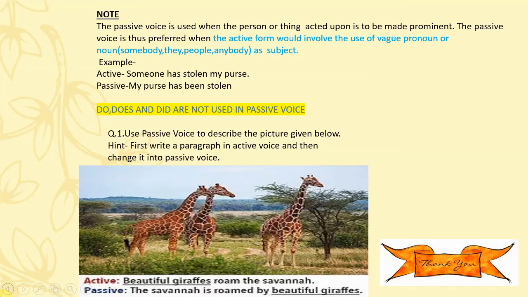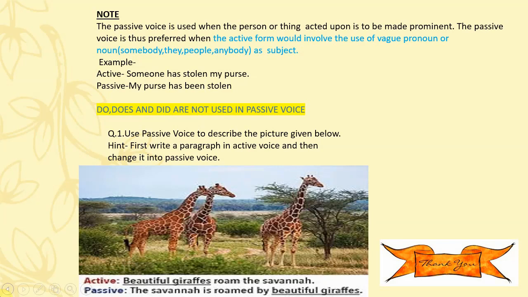The passive voice is used when the person or thing acted upon is to be made prominent, as I told you. The passive voice is thus preferred when the active form would involve the use of a vague pronoun or noun that is not clear, like anybody, somebody, people, they, as a subject. So how are you going to do it?